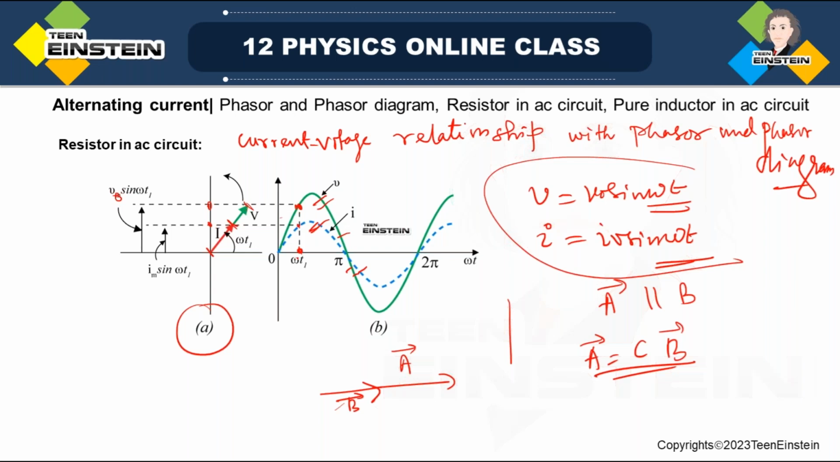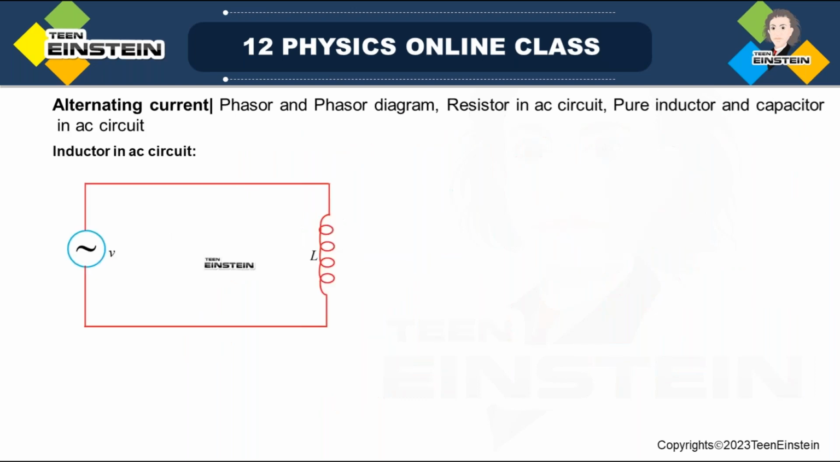Okay, so this is the way to represent graphically or with the Phasor diagram. Now it will be very interesting when we go for inductor, pure inductor in AC circuit. So if a pure inductor is connected in an AC circuit and a sinusoidally varying voltage V0 sine omega t is actually sent through this inductor, then what happens? We'll just see analytically what happens.